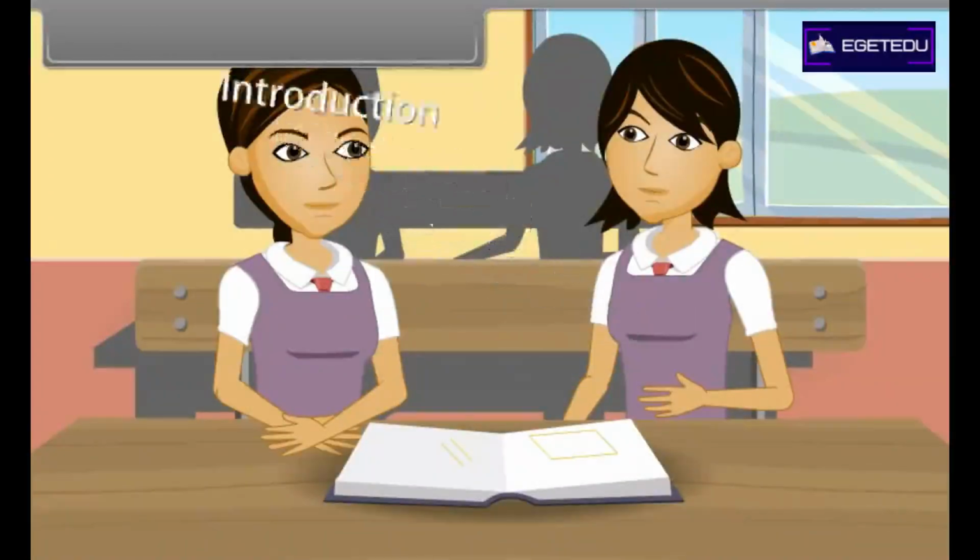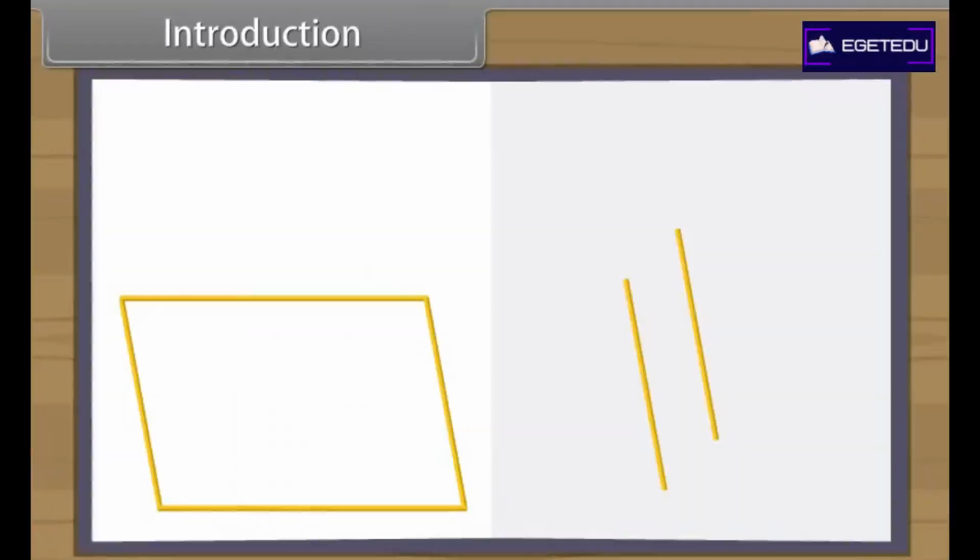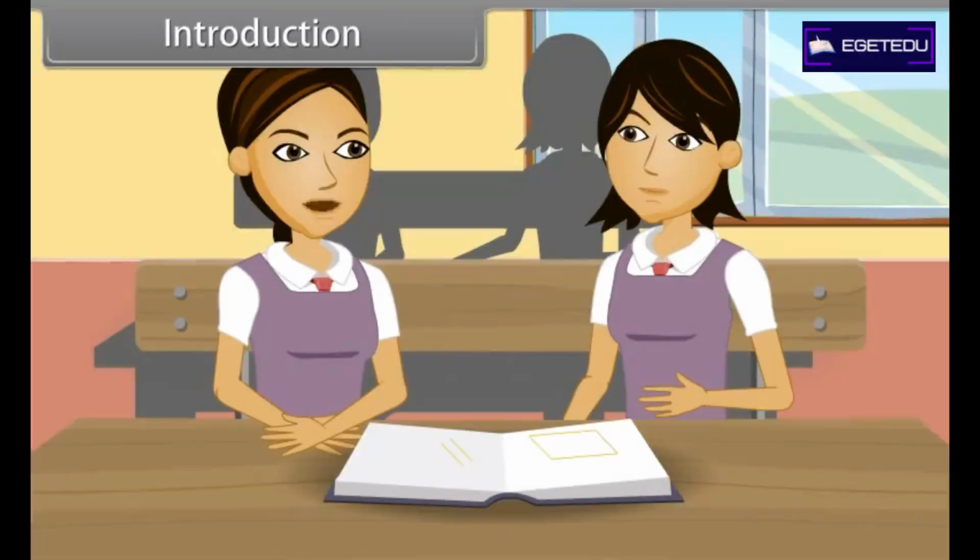Hey Priya, what are you doing with these sticks? I'm making different shapes using these sticks. See, I have made a parallelogram. This is good. Can you now make a triangle? I can make, but I'm left with only 2 sticks now. No problem, you can still make a triangle. But how? Give me the sticks.